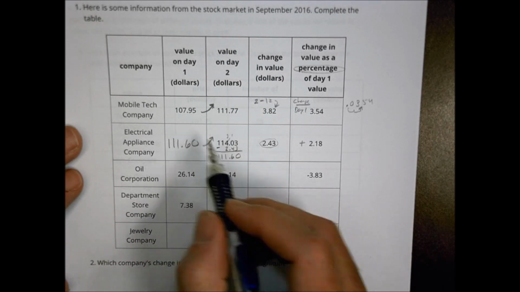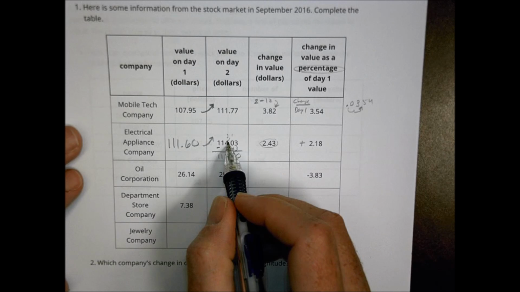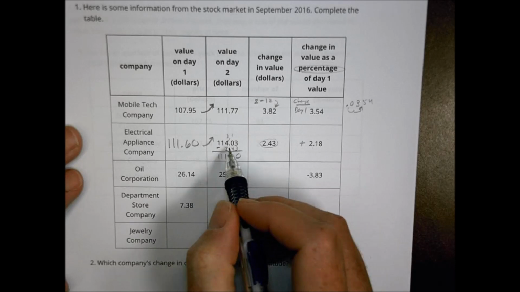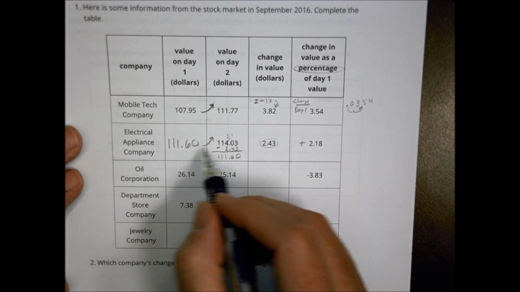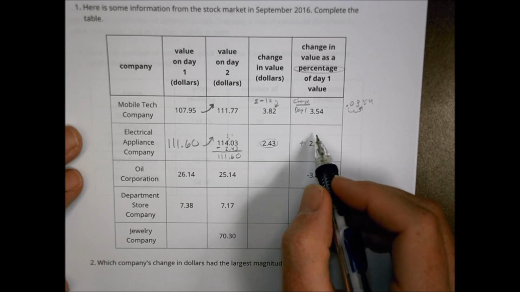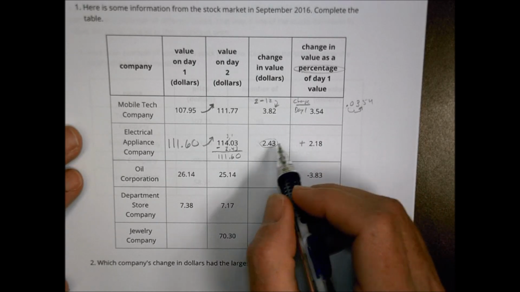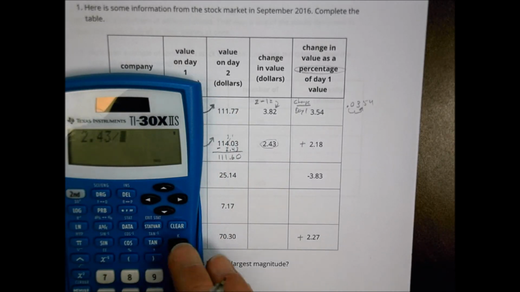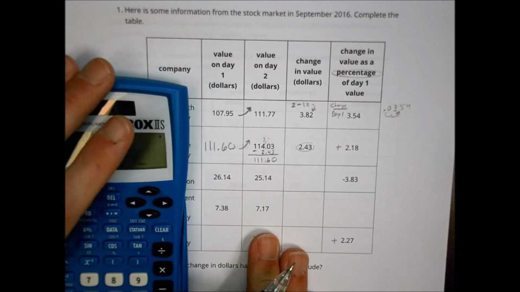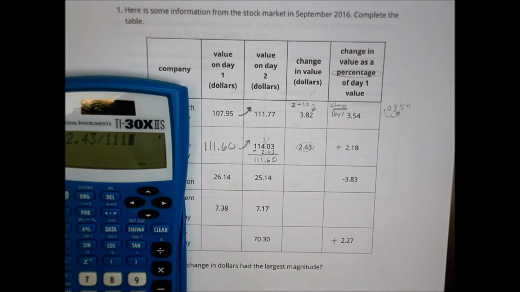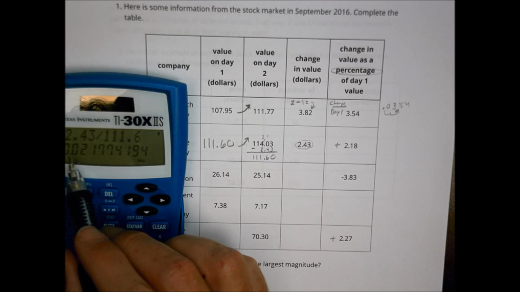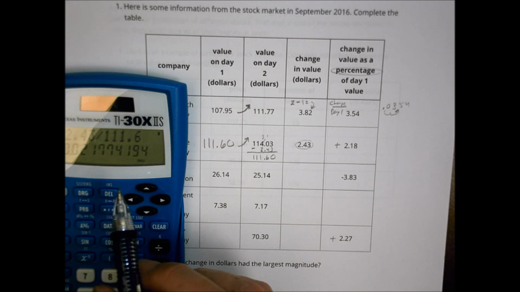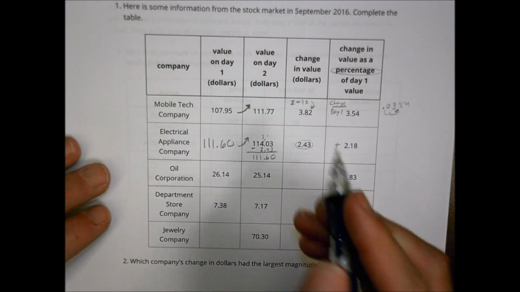And the reason that's the case is because day two minus day one should equal that value right there, which it does. We just went the opposite direction to figure that out. I can validate that by taking my change in dollars, $2.43, and dividing that by my original value, day one, 111.6. Move it over two places, we have 2.1 and round that up, 2.18 as our solution for our percentage. So we're good there.